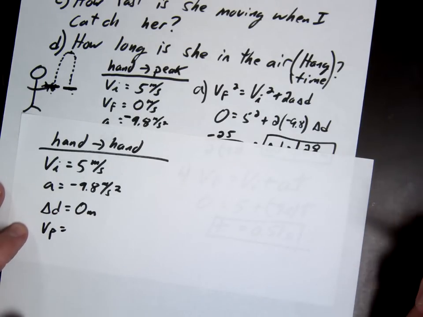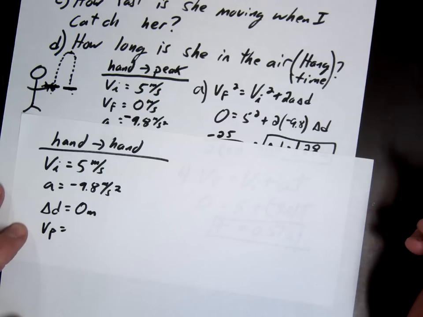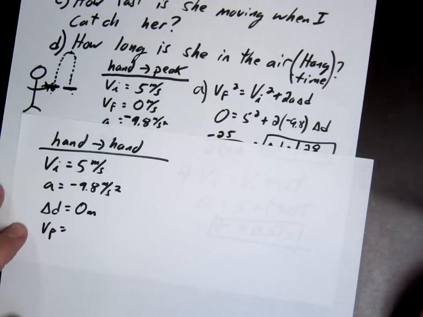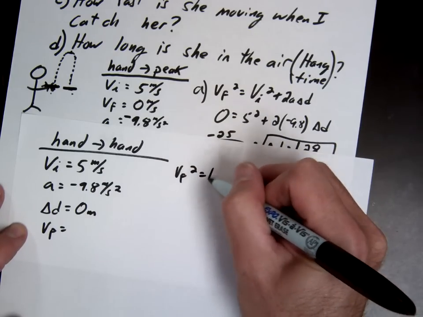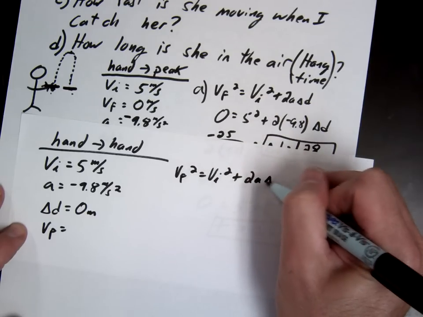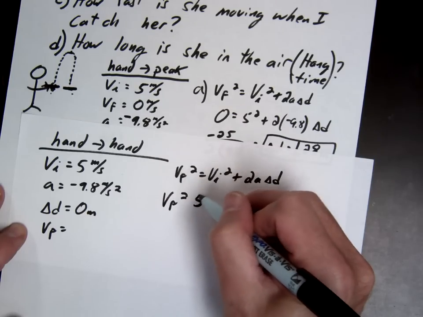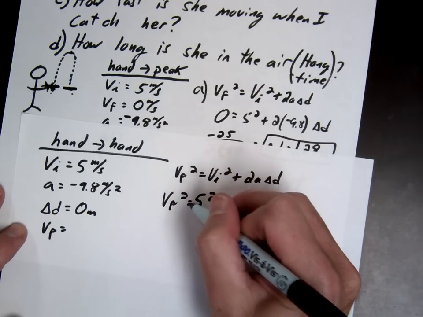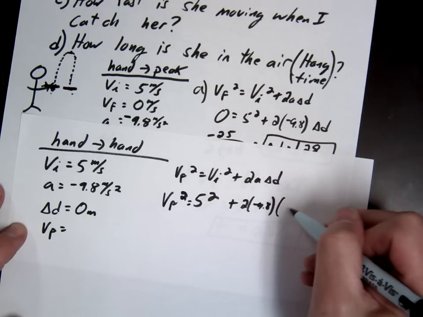So look at your list, find the one that works for you here. So basically you want the one without time. Which one's missing time? 4th one? So this is going to be pretty easy right here, right? Vf squared equals 5 squared plus 2 times negative 9.8. But what was delta d? 0.